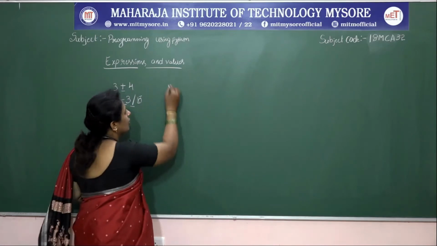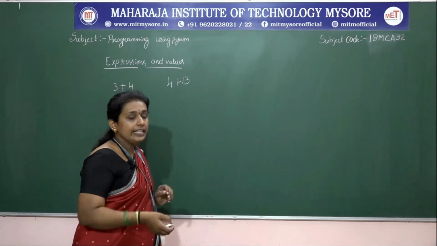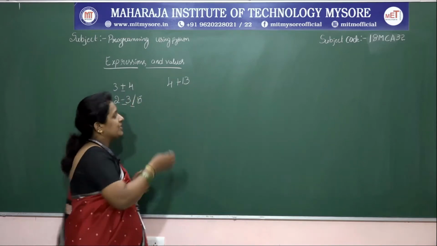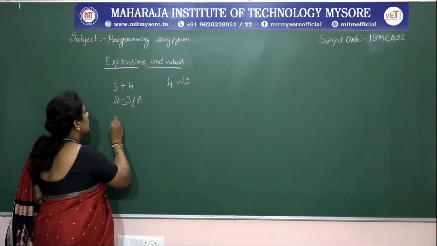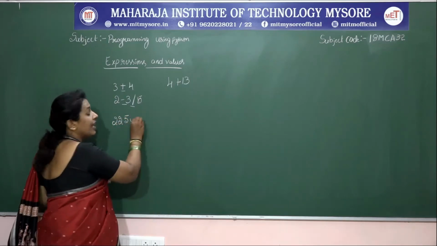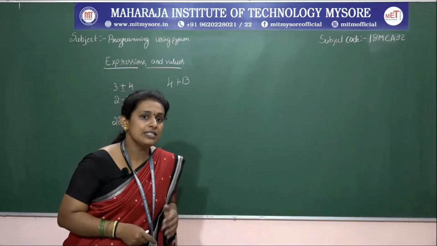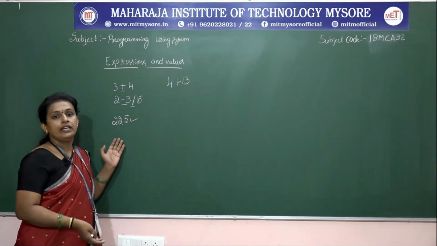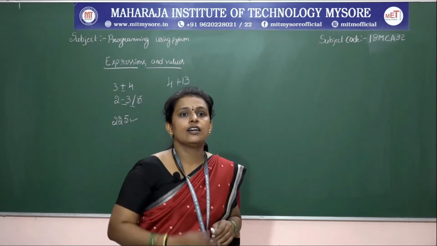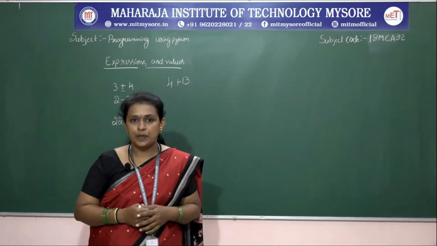For example, 4 plus 13. Here we are adding the values 4 and 13. An expression can also be a value itself, such as 225. So it is not necessary that an expression consists of symbols. It can be only an operand, which can also be called an expression. Let's start with how Python evaluates basic mathematical expressions.